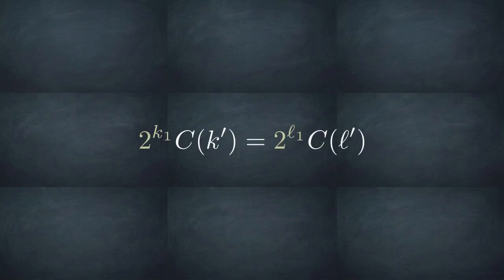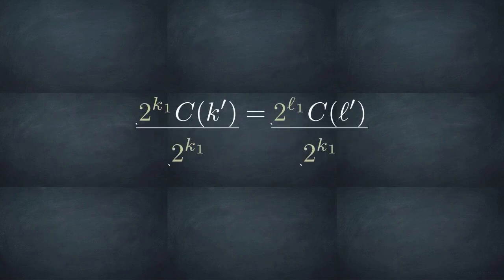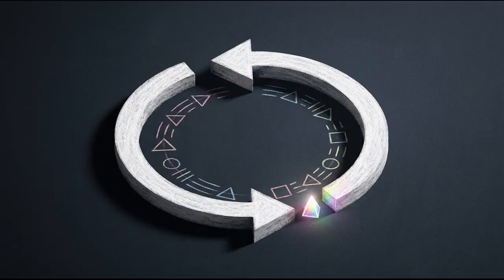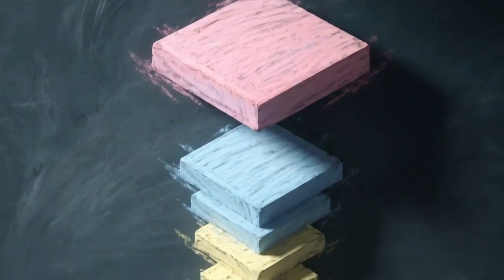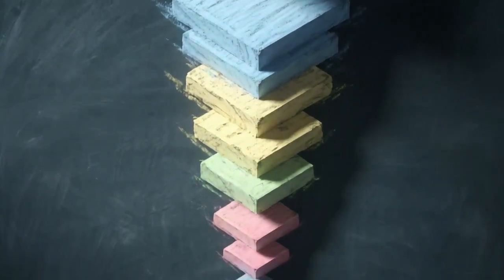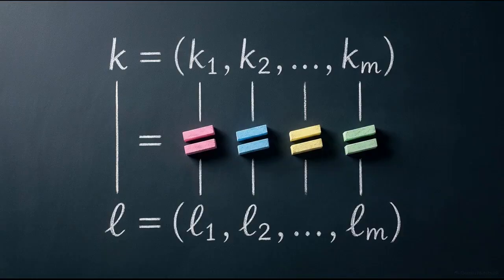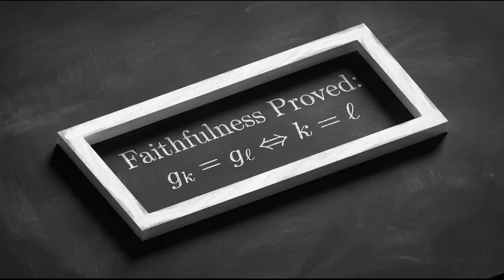We return to the earlier equation and divide both sides by the verified equal 2 to the k sub 1 terms. This recovery returns us to the starting hypothesis, but now it applies to the strictly shorter suffix words. Applying this logic recursively, stage by stage, extracts and matches every subsequent exponent until we reach the empty word. This iterative descent forces the words to match symbol by symbol, proving that word k must equal word l. This sequence constitutes a complete unconditional proof of faithfulness across the entire formal exponent word semigroup.